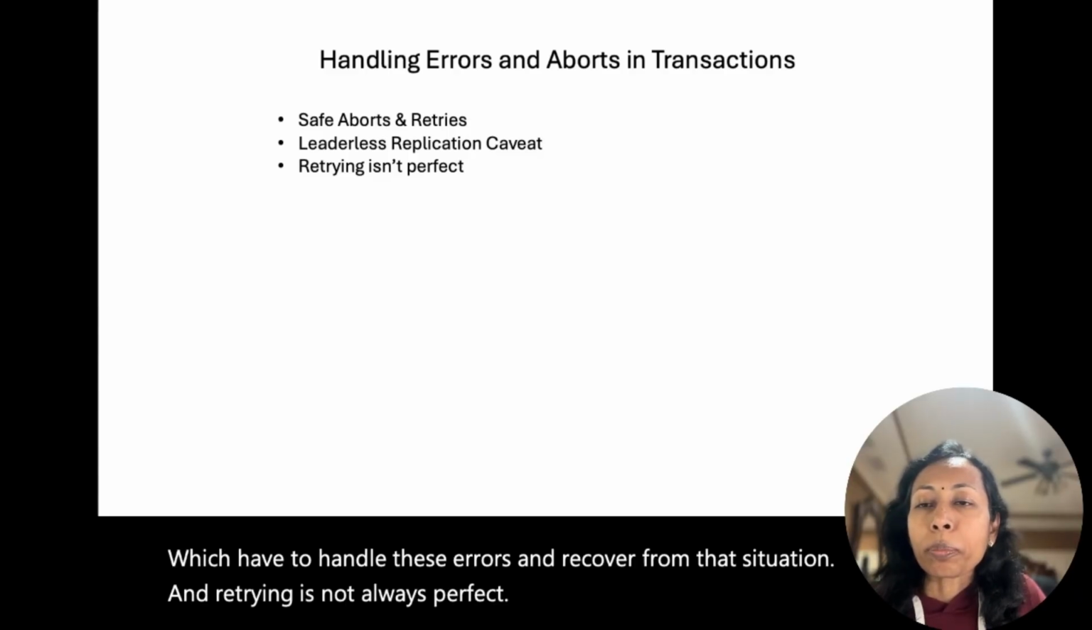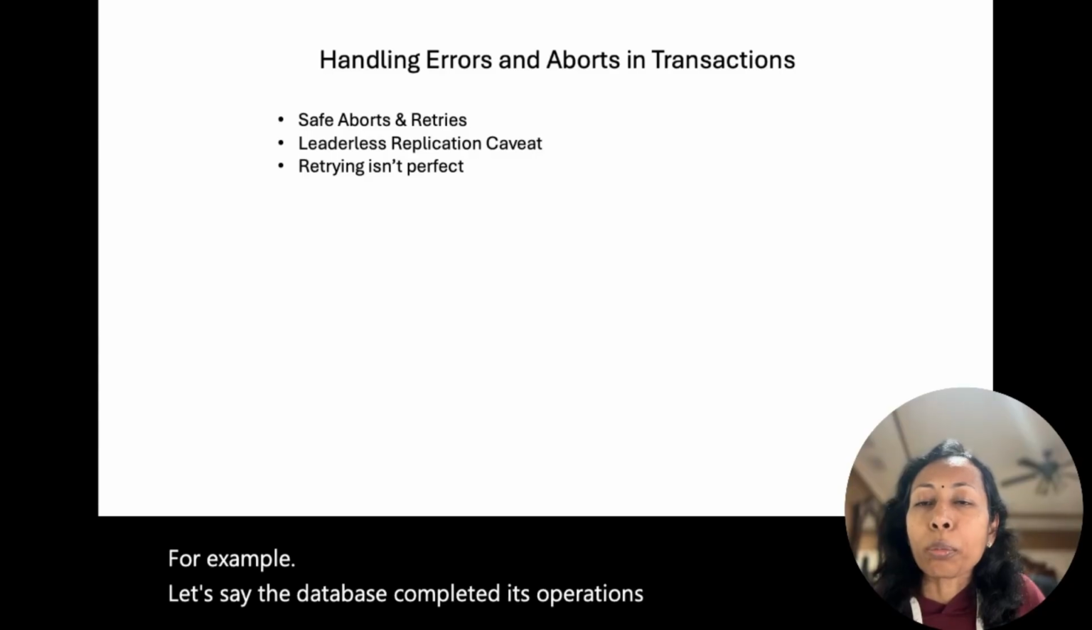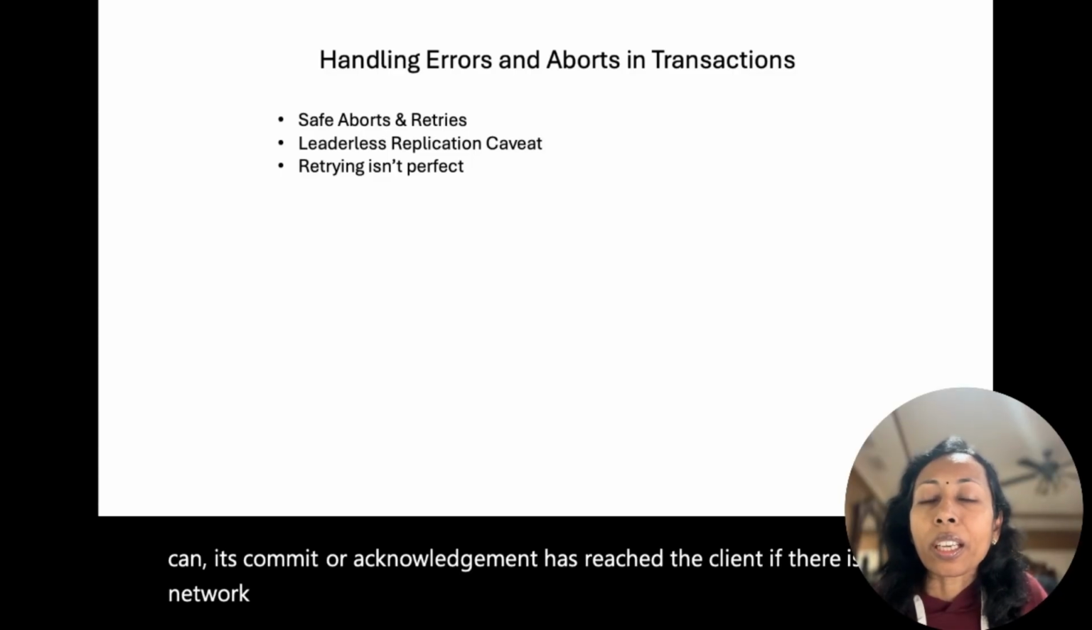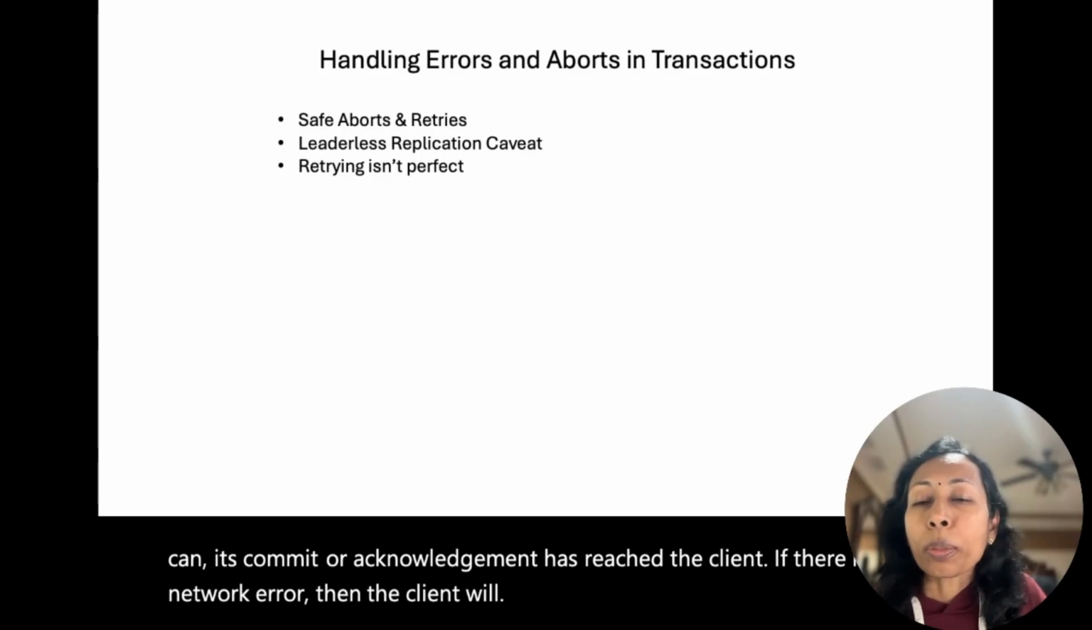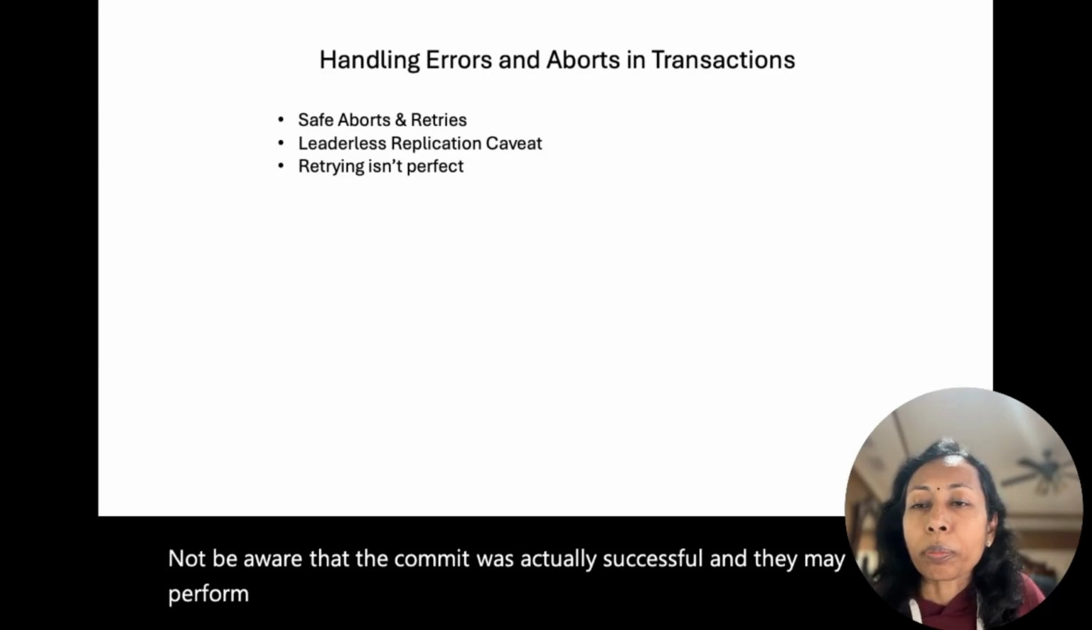For example, let's say the database completed its operations successfully, and before its commit acknowledgement has reached the client, if there is a network error, then the client will not be aware that the commit was actually successful, and they may perform a retry.